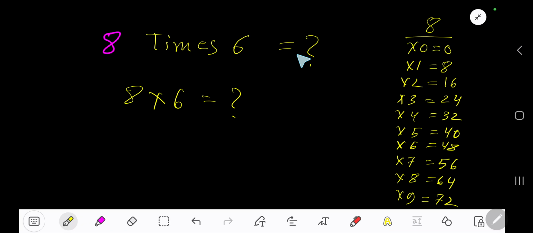What is 8 times 6? This multiplication means repeated addition. If you consider this 8, then you need to add 8 how many times?